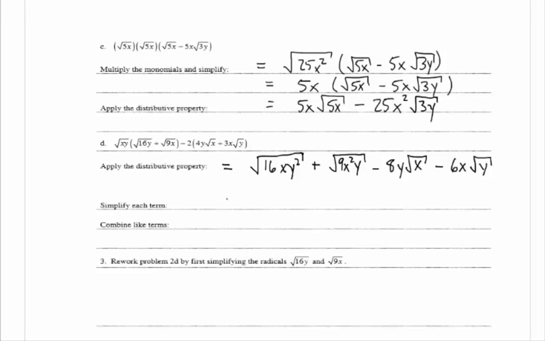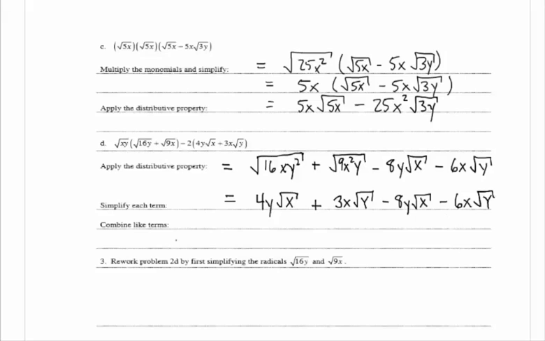And now we want to simplify each term. So we have 16 is a perfect square and y squared is a perfect square. So we're going to have 4y times the square root of x plus 9 and x squared are perfect squares. So we have 3x times the square root of y minus 8y square root of x minus 6x square root of y.